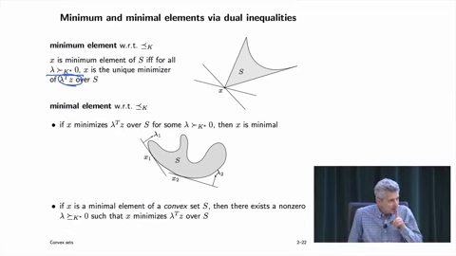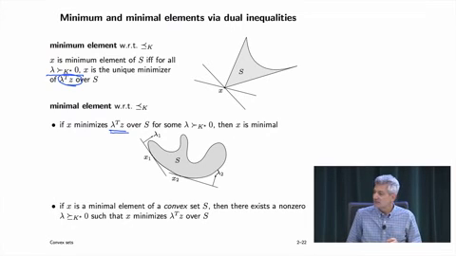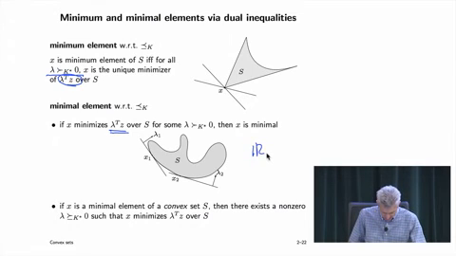Minimal element goes something like this. If you minimize the inner product lambda transpose z, where lambda is dual positive, then you're guaranteed the result is minimal. And so the picture would be something like this. Let's take R plus 2. So that's this cone.